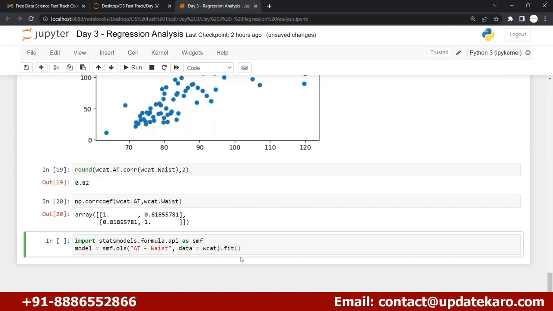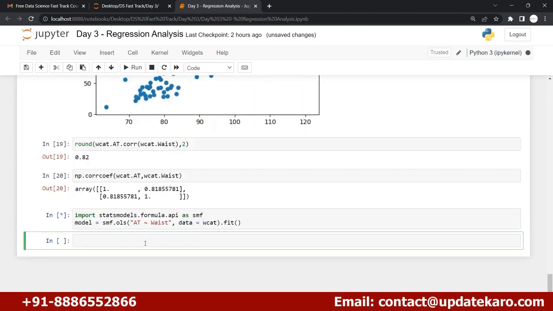We are commanding our system to build the model like this, which can show you the formula: this is the y value, this is the x value, this is my data, and build my model. That's it. We are just commanding my laptop to build my regression model by using this particular line. Now see, it is taking some time.